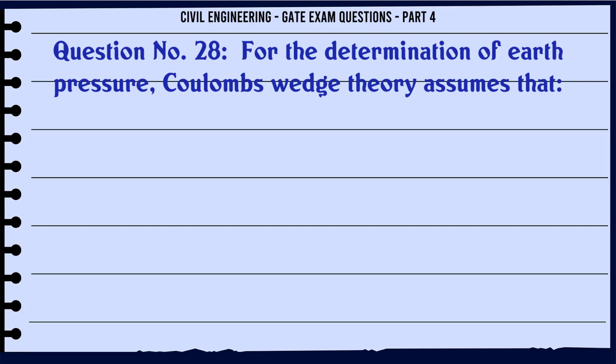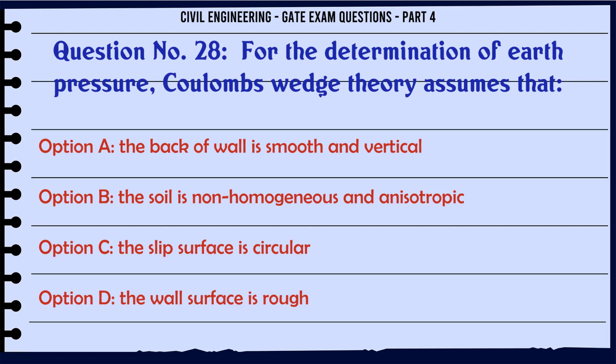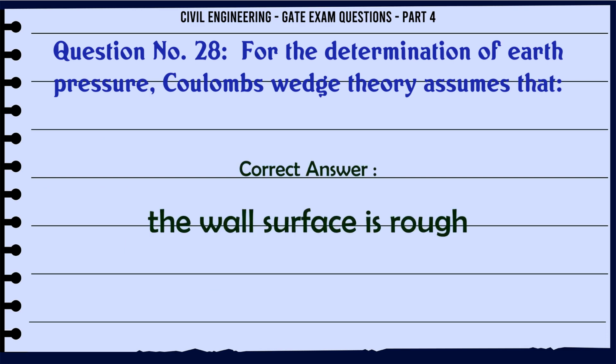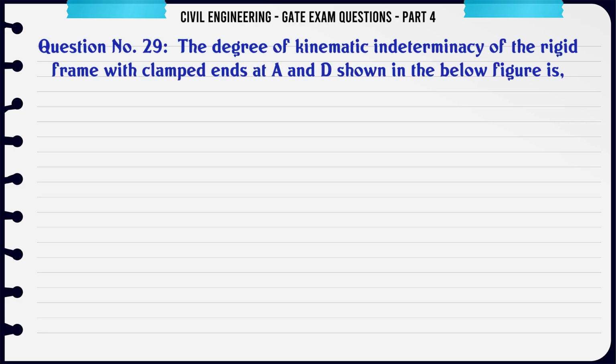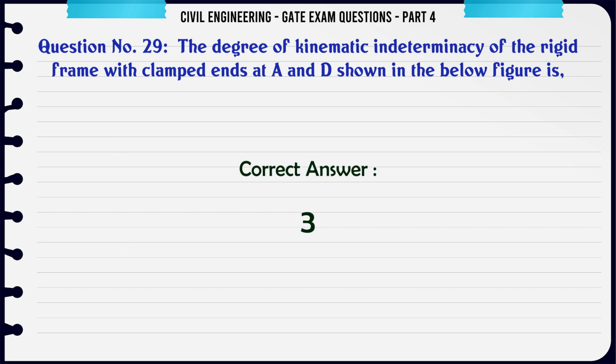For the determination of earth pressure, which theory assumes that A. the back of wall is smooth and vertical, B. the soil is non-homogeneous and anisotropic, C. the slip surface is circular, D. the wall surface is rough. The correct answer is the wall surface is rough. The degree of kinematic indeterminacy of the rigid frame with clamped ends at A and D shown in the below figure is A. 4, B. 3, C. 2, D. 0. The correct answer is 3.